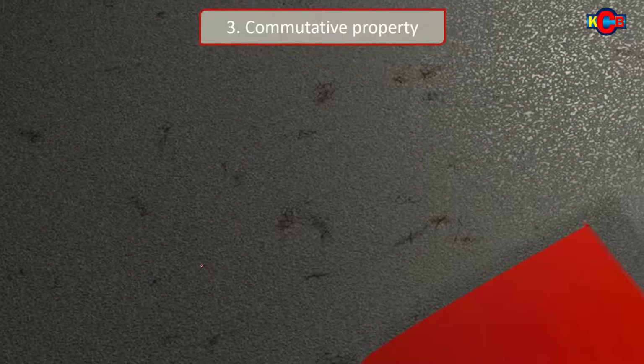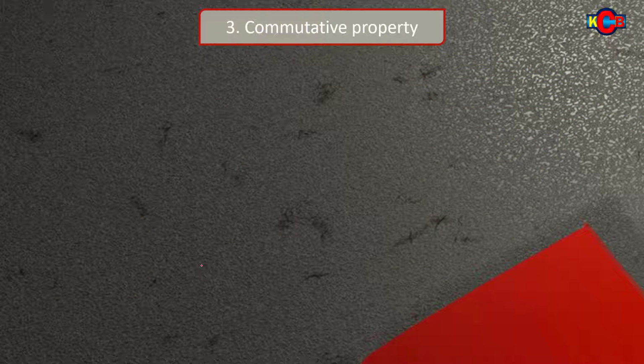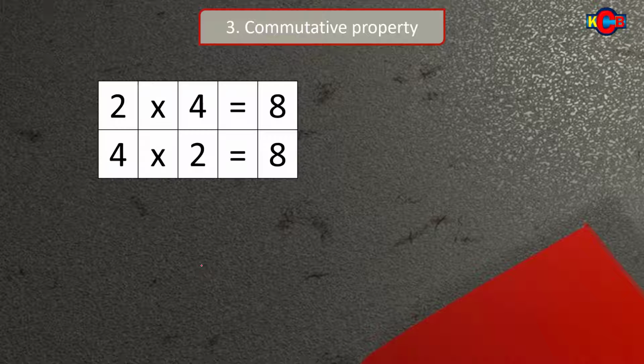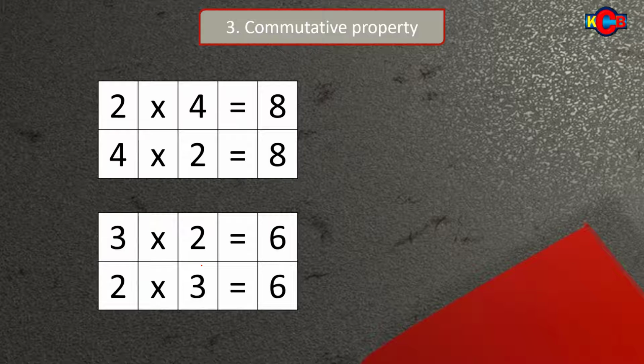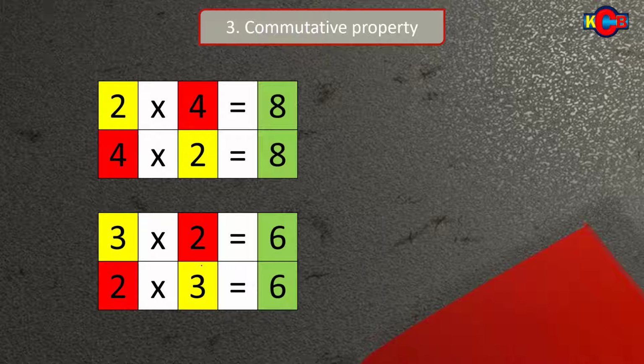Now, the third property, which is the commutative property. Look at this example. Can you see anything? How about this next example? Now, look again properly. Alright, if you can see it, well done.